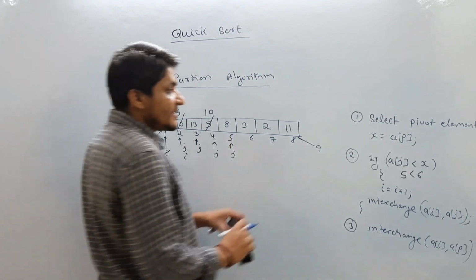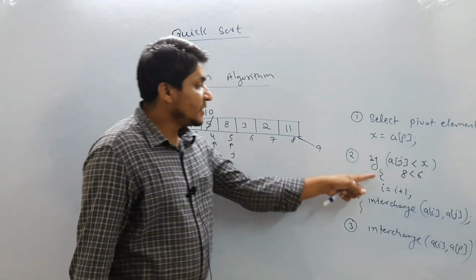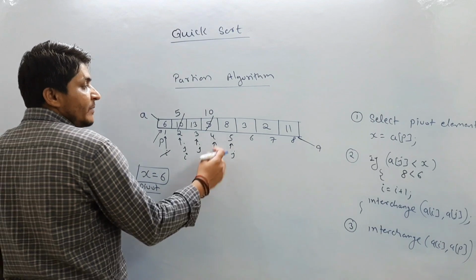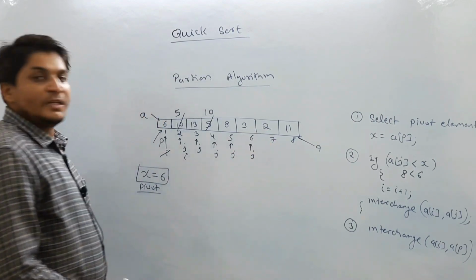Now 8 less than 6, condition true or false? Condition is false. So I am not going to execute these two statements. So simply I will increment the value of j.